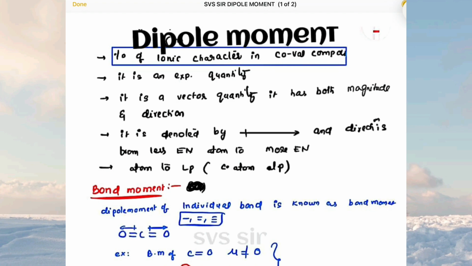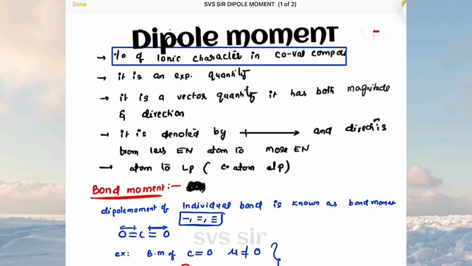So what is the definition? Percentage of ionic character in covalent compounds is calculated with the help of dipole moment. It is an experimental quantity. It is a vector quantity. It has both magnitude and direction. Notation is important. Direction is important.